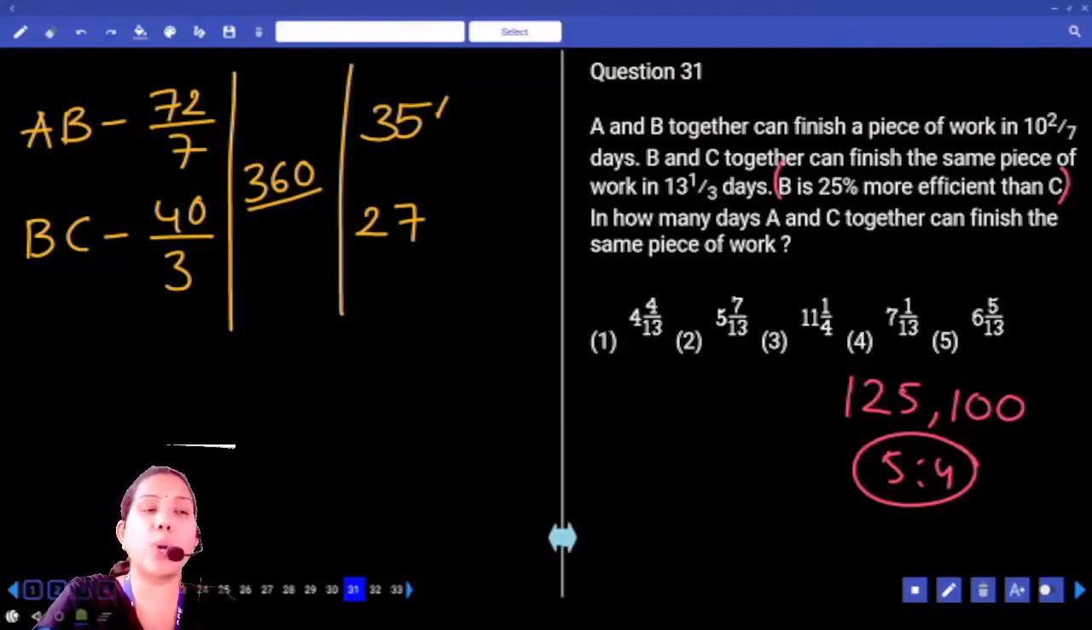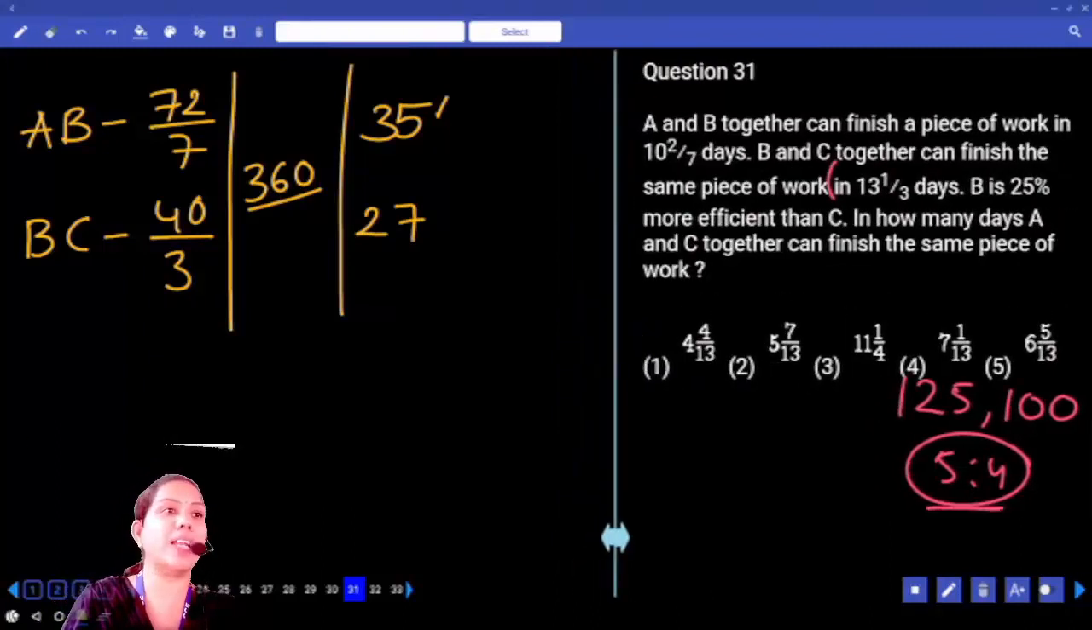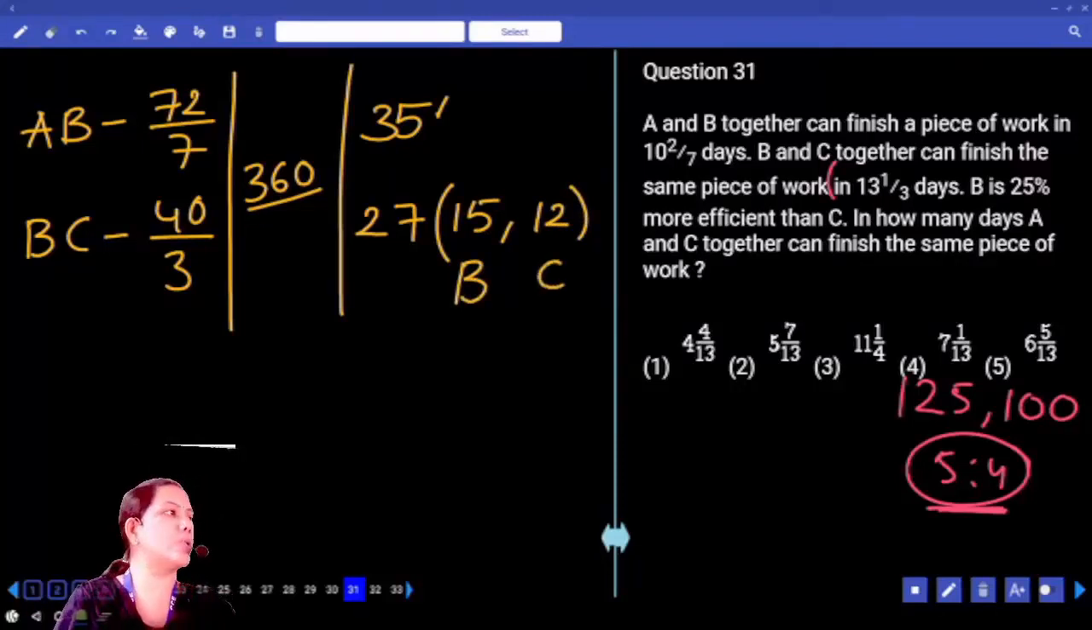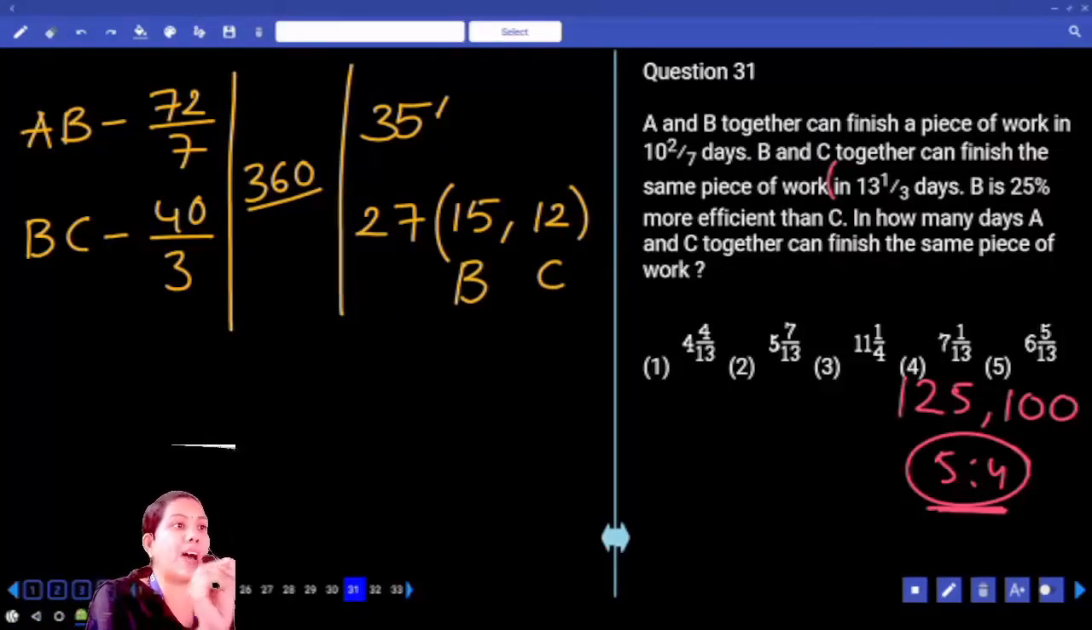What is BC together efficiency? 27. 27 is divided in the ratio 5 is to 4. 5 is to 4 means how many parts? 9 parts, value 27, then 1 part is equal to 3. B is equal to how many parts? 5 parts. And C is equal to 4 parts, so 4 threes. What is B's efficiency? 15 units. What is C's efficiency? 12 units. BC together complete 27 units of the work.